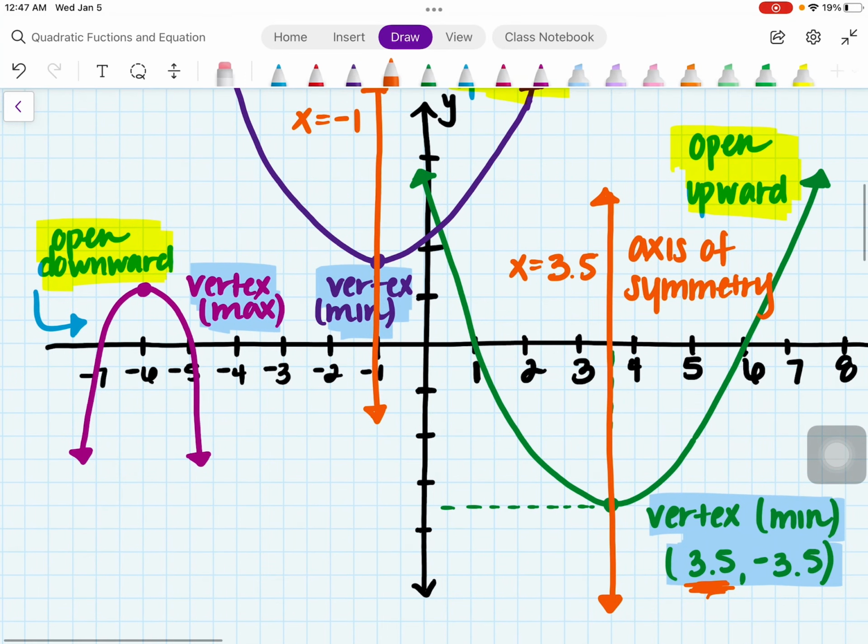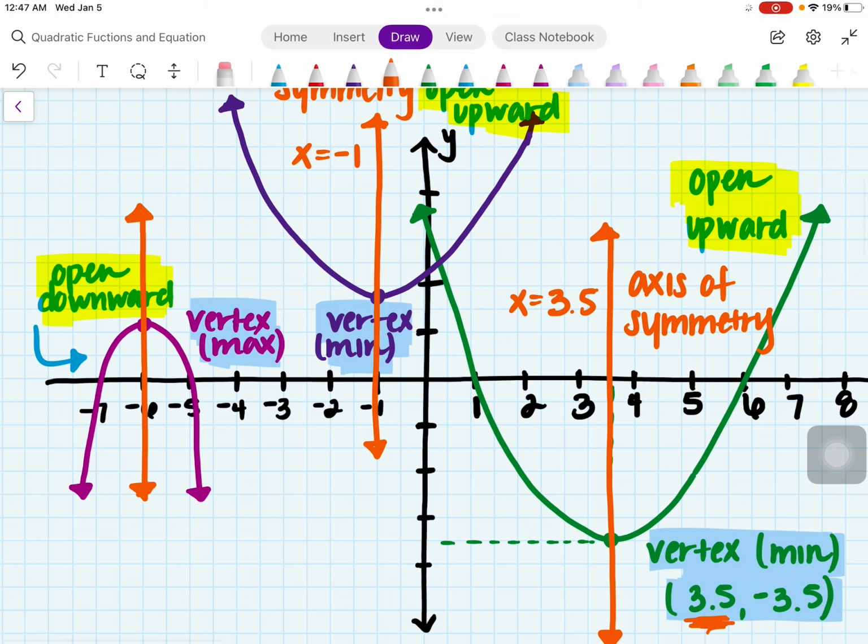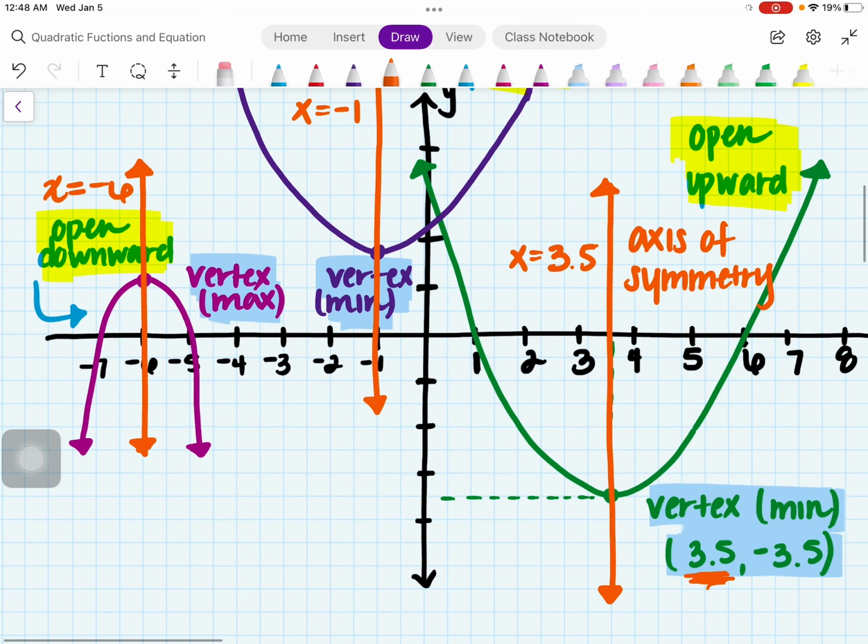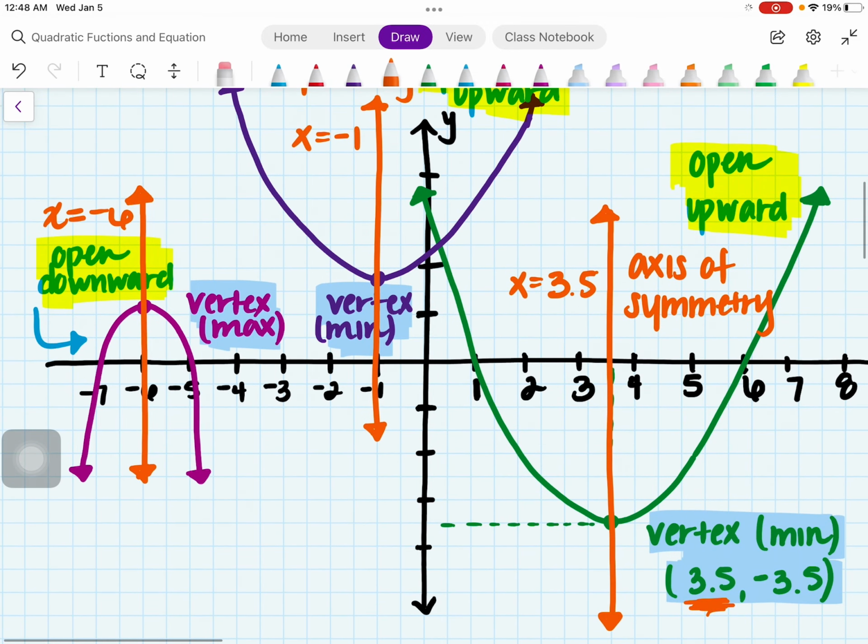And then over here, once again, the axis of symmetry is the line that goes directly through the vertex and cuts our parabola in half. To find the axis of symmetry there, it's the x of the vertex, the x that it crosses, which is -6. So that is our axis of symmetry.